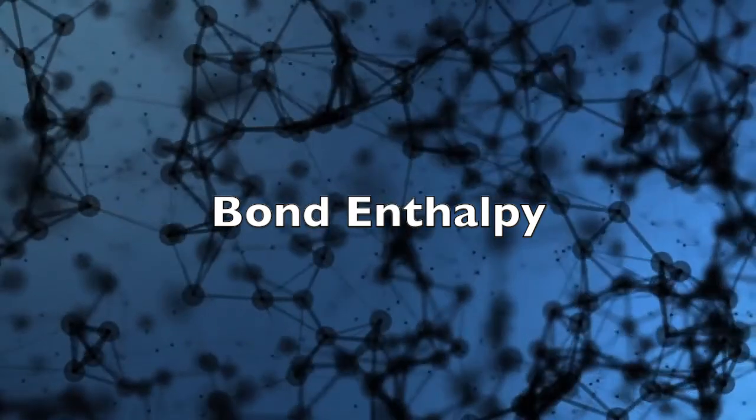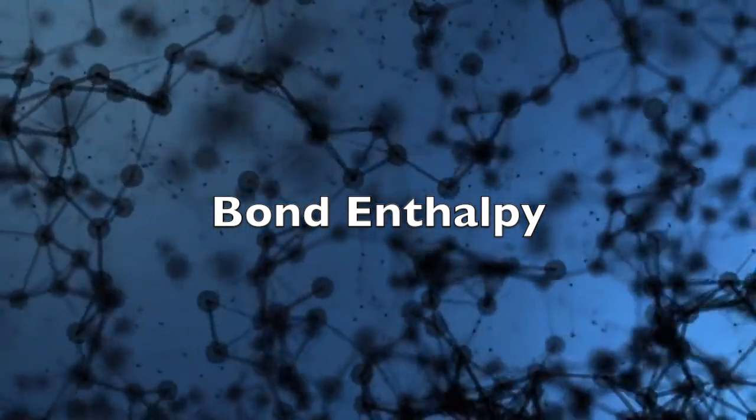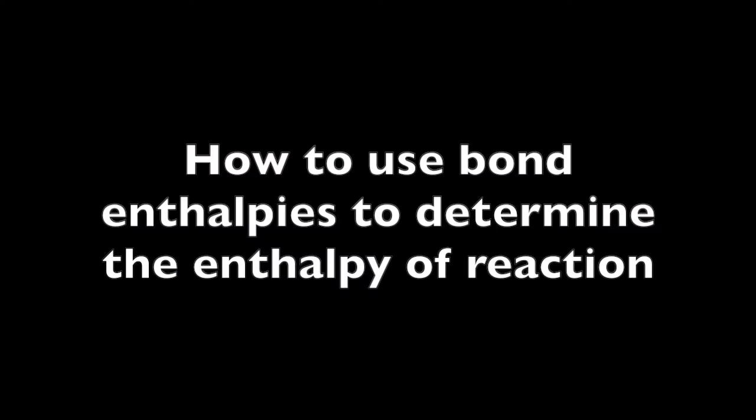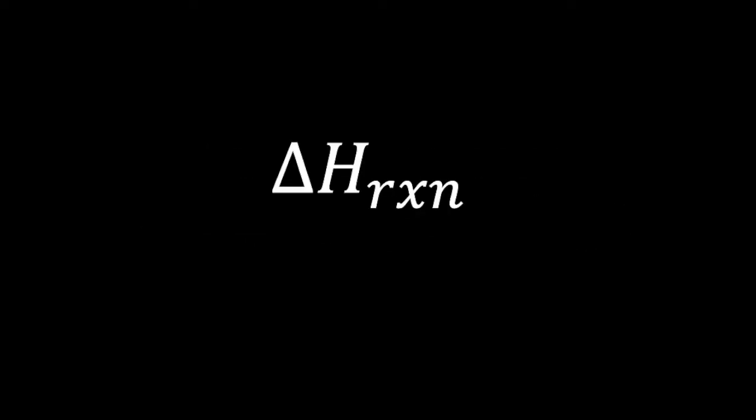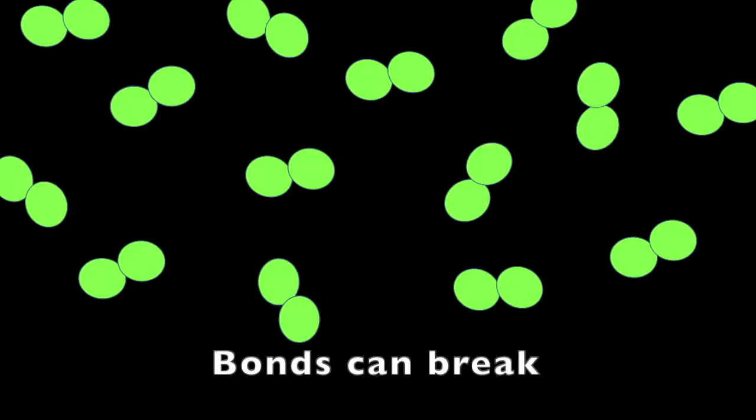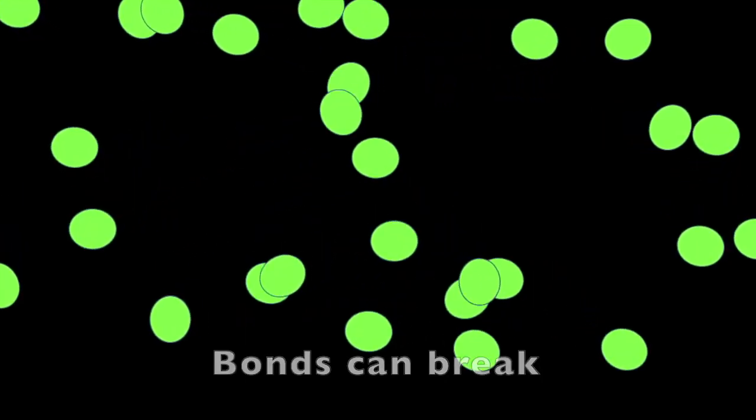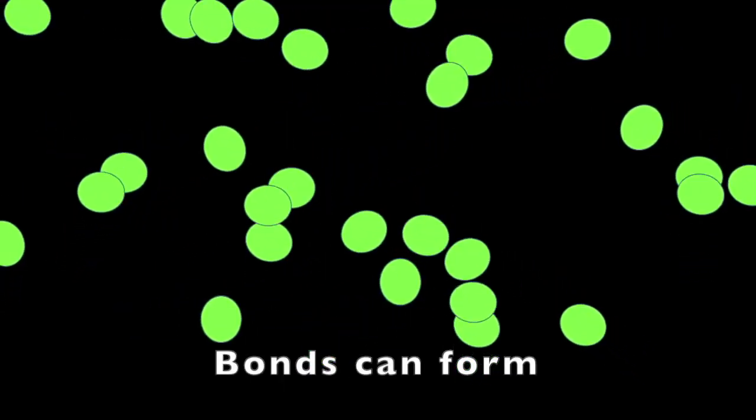Today we're going to talk about bond enthalpy. Specifically, we'll talk about how to use bond enthalpies to determine the enthalpy of reaction. Now, to review, the enthalpy of reaction, also abbreviated delta H with subscript Rxn or reaction, is the heat absorbed or released during a chemical reaction. During chemical reactions, bonds can break or reform or both, and when they do, they either absorb or release energy.